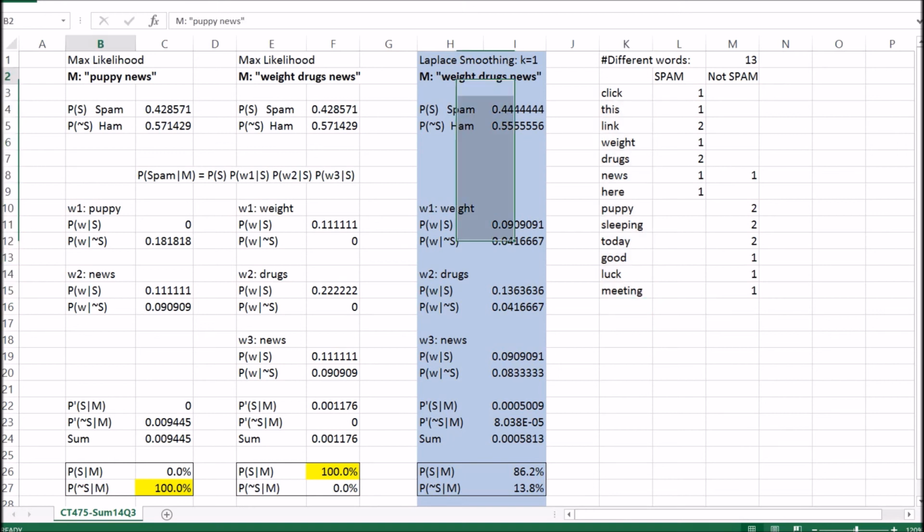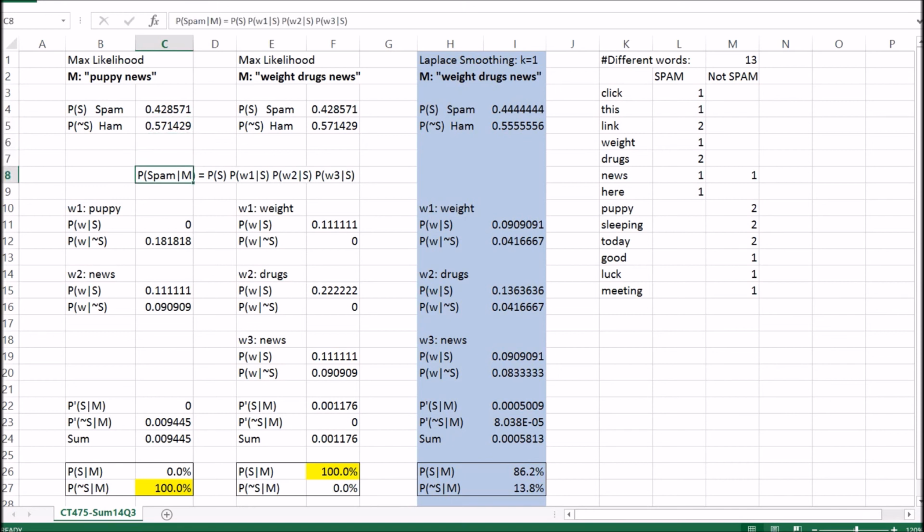So we're going to first tackle the question of, if I get a message saying puppy news, is that message spam? It doesn't sound like spam to me, so let's see if that's true or not. Well, first, what's the prior probability of spam? Well, it's 3 over 7, as we decided already. What's the prior probability of non-spam? It's 4 over 7. Oh, so that number there, 0.571, if you look up in the formula bar at the top, 0.571 is 4 over 7.